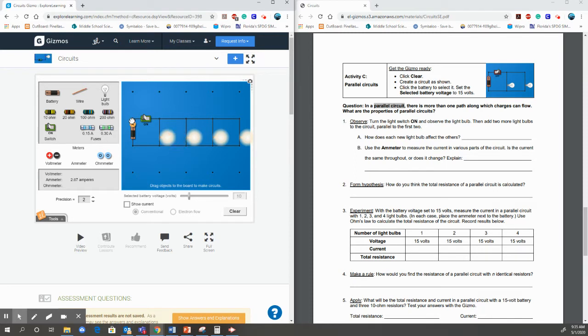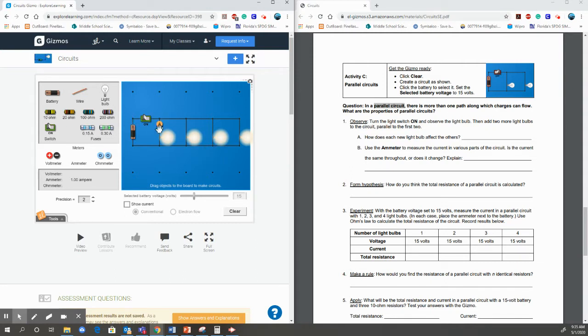Now use the ammeter to measure the current in various parts of the circuit. So next to the battery, we're gonna have the total current. Oh wait, I forgot to change my battery to 15 volts. So check the battery and change it to 15 volts because that will make it nicer math. All right, so 4 amps is the total current.